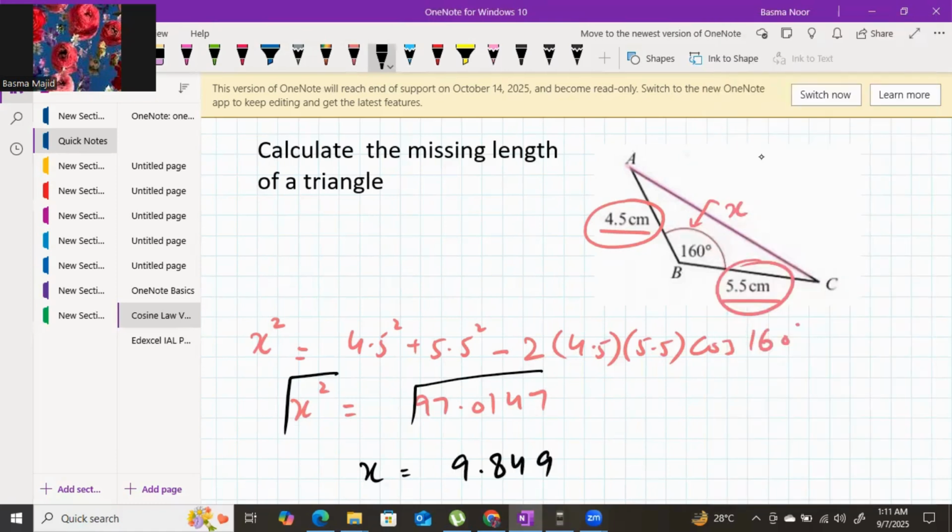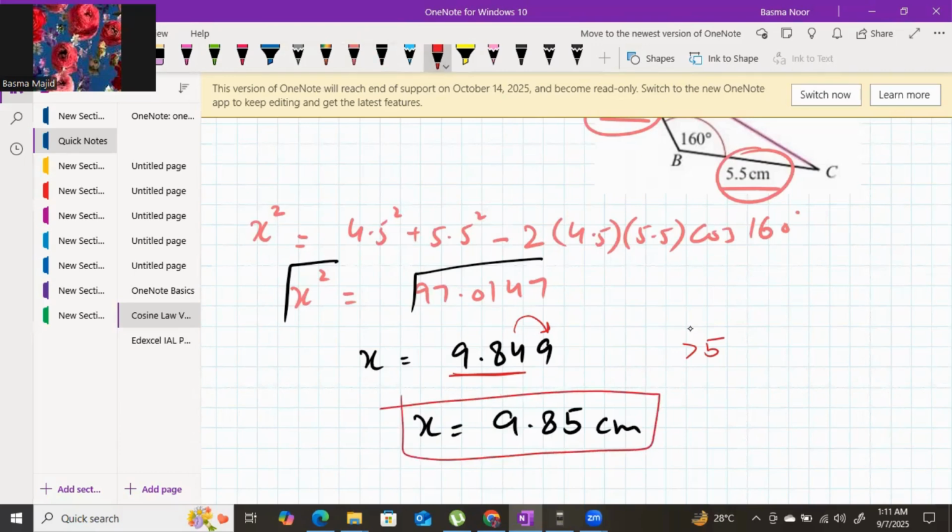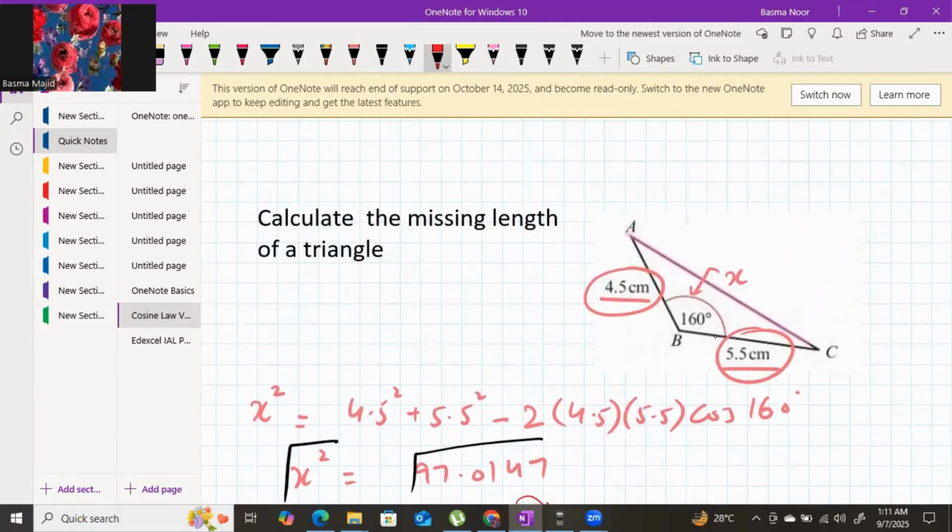9.849. Okay, in British curriculum A levels, you always round the answer to 3 significant figures. So these are your 3 significant figures, 9.84, and the digit after 4 is 9, which is greater than 5. So I'll just add 1 to the previous one, which will make it x equals 9.85 centimeters. That is the missing length which you wanted to find. Okay, 9.85 is the value of x here.